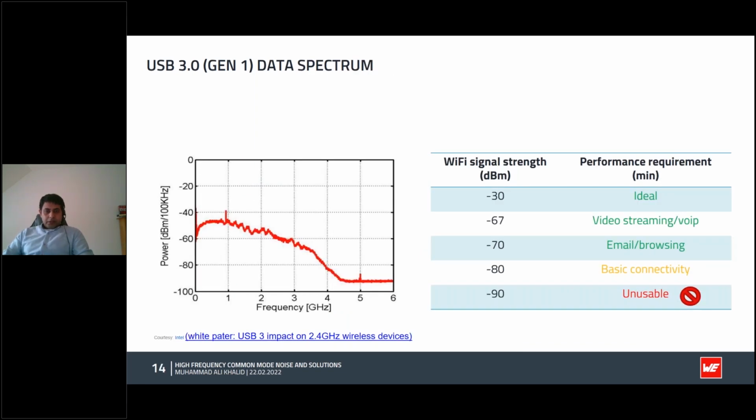So here is the data spectrum of the USB 3 transmit pair signals from a laptop notebook, measured by directly probing in and comparing it to the typical Wi-Fi received signal strength. Here you can see that if a wireless device is working at this frequency band and is placed close to a USB 3 radiation channel, it can pick up the broadband noise and reduce the signal to noise ratio, which can result in antenna desense. We will talk about antenna desense in the coming slides.